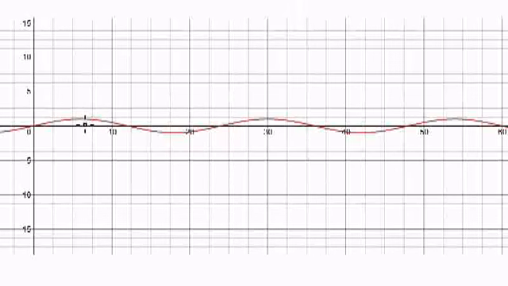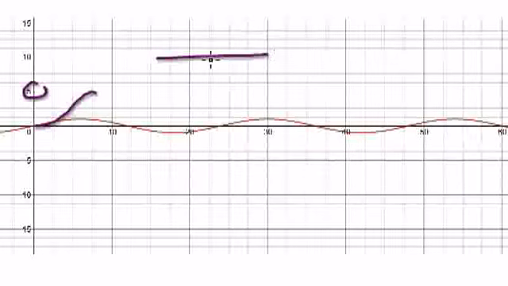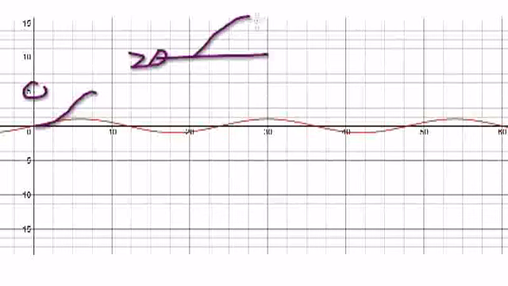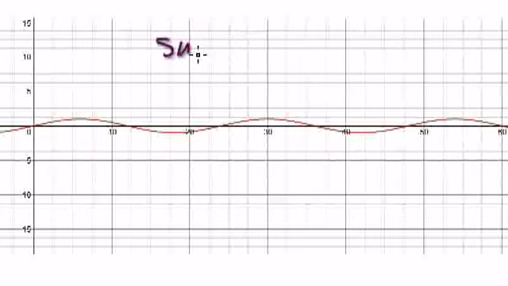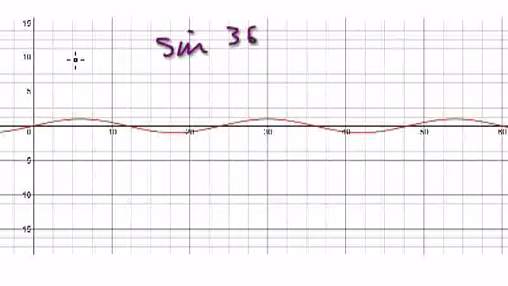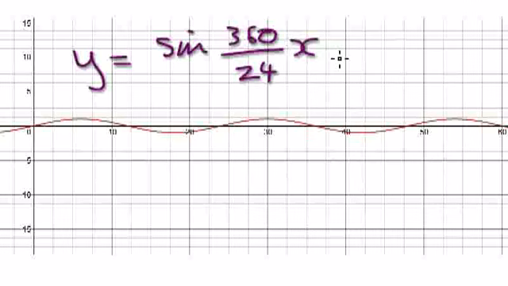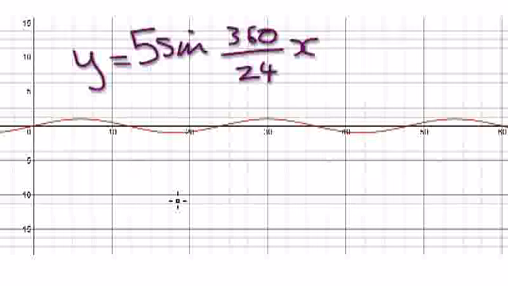Okay, so the next step is to change the magnitude. To change the magnitude, we want the body temperature of the lizard to fluctuate by 5, so it's hovering around the 20 mark. We want it to go up to 25 degrees, and we want it to come down to 15 degrees. So far we've got y equals sine 360 over 24x. Okay, our next move is to change the magnitude.